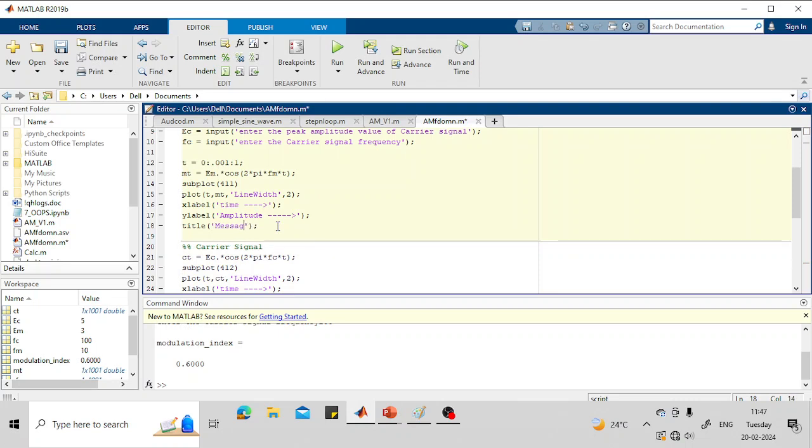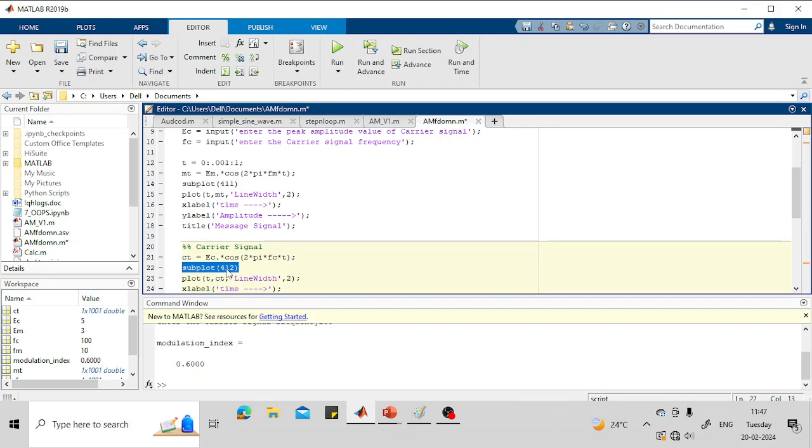Message signal, fine. After this we are going for plotting the carrier signal. Let us observe ct is equal to ec cos 2 pi fc into t. Plot 2 will handle the carrier signal.